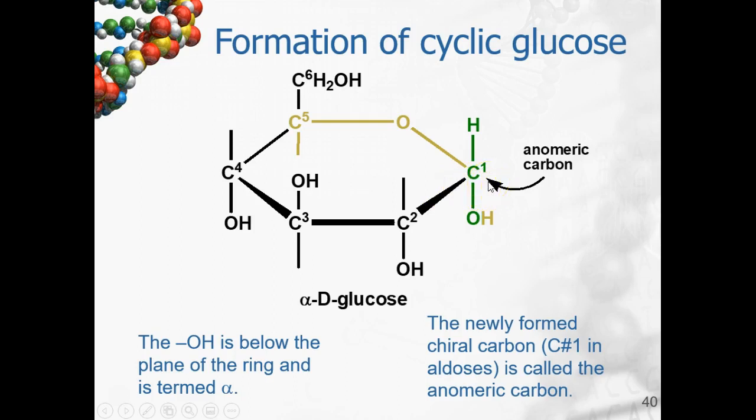So we give this a special name. The carbon that wasn't chiral, that is now, is called the anomeric carbon. And if you have an aldose, the anomeric carbon is always going to be carbon number 1 because that was the carbon that was the aldehyde. So the way that I carried out the nucleophilic attack, the OH ended up below the plane of the ring. So we're going to call that alpha.